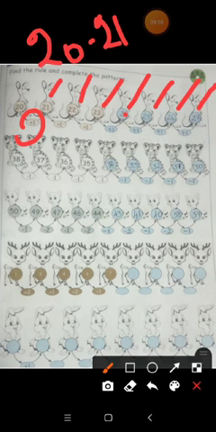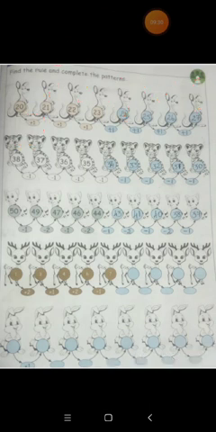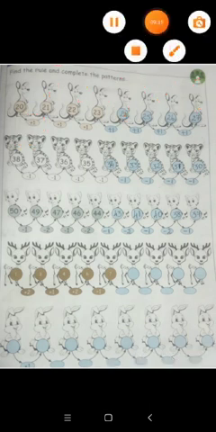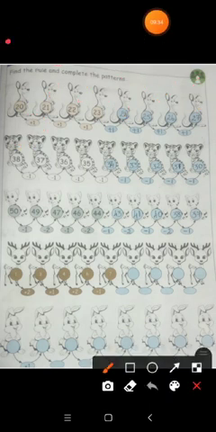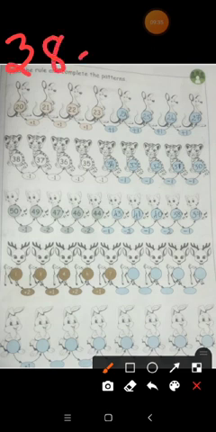Next, come to the second pattern. What is the first number? 38. The second number is 37. Here we want to know what rule they are following. For finding the rule, first we subtract the first two given numbers. The first number is 38, the second number is 37. So 38 minus 37 is 1.